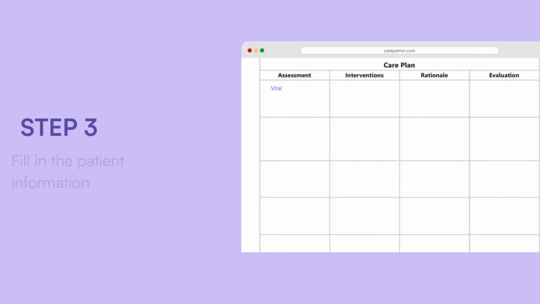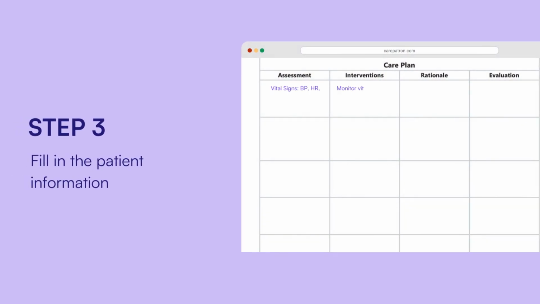Enter the patient assessment. Assess patient's needs by documenting their physical, mental, and emotional health, considering the patient's health status using your nursing knowledge. Include any symptoms they may have and any diagnosis the patients have received.